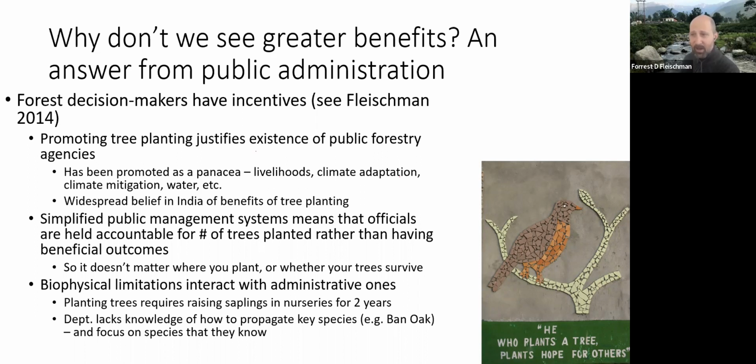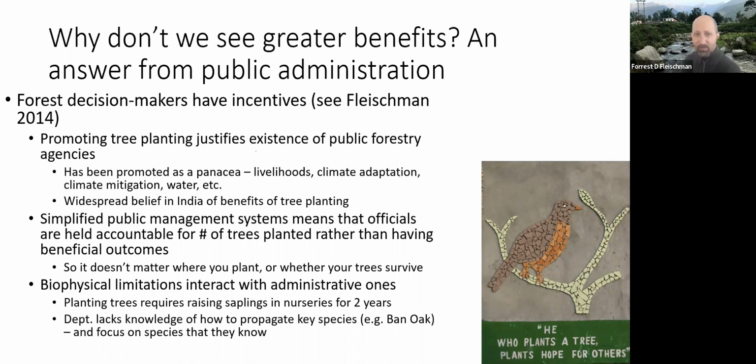Finally, I want to point out that biophysical limitations are interacting with these administrative ones. Planting these trees requires raising a sapling for 2 years in a nursery before you plant it. So there's a lot of long-term planning. One of the big obstructions to genuine joint management in schemes like joint forest management is they say, we go into the village and we talk to the villagers about what they want. They all say they want ban oak, which is, as I've mentioned, a very beneficial local species. But we don't have any ban oak ready to plant.